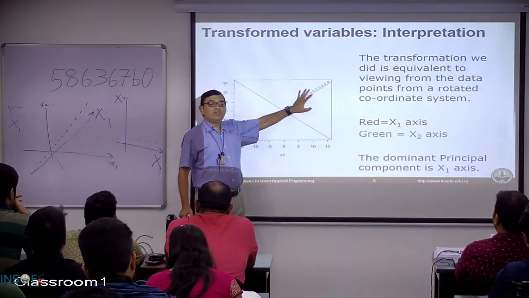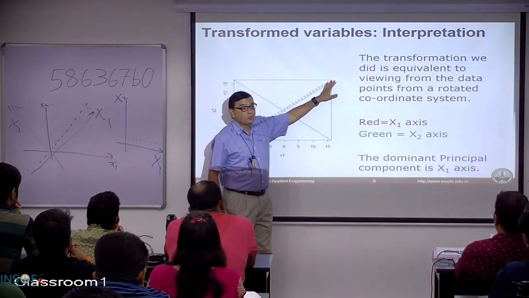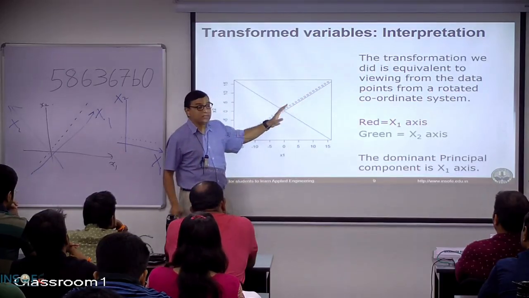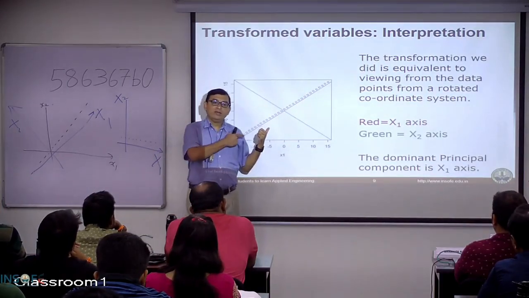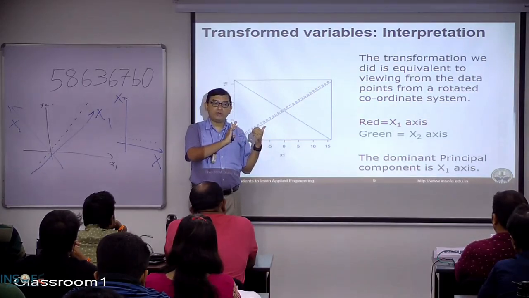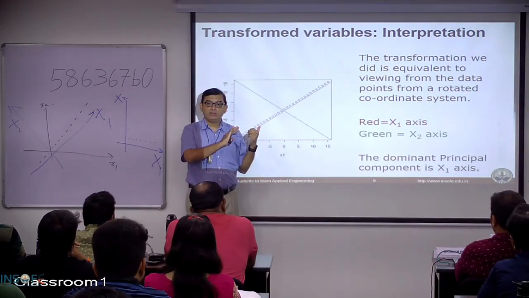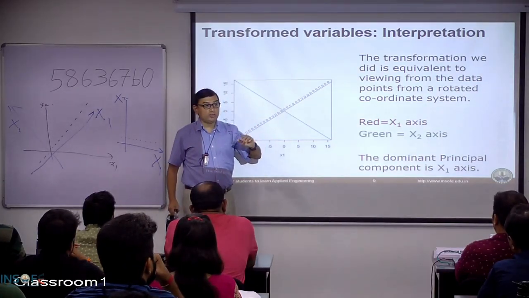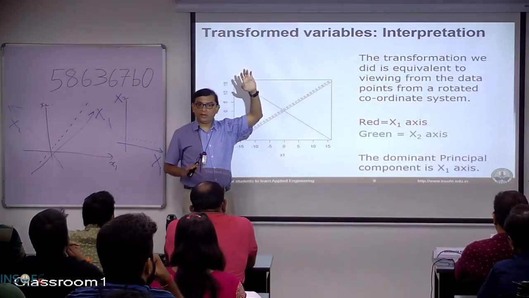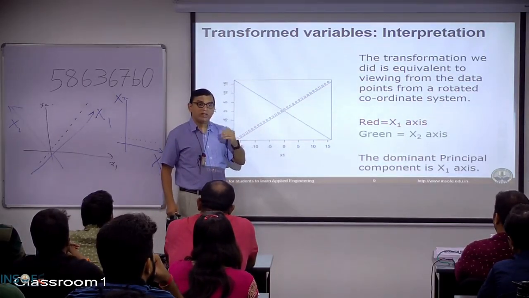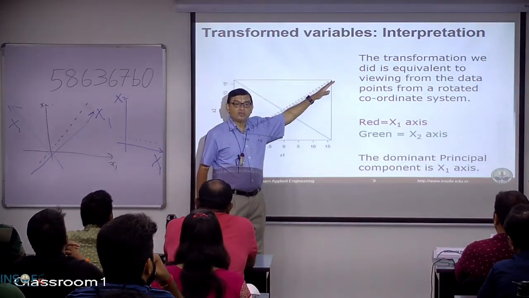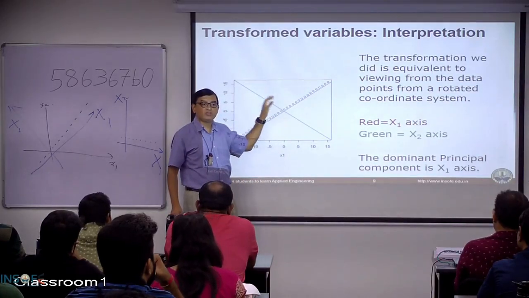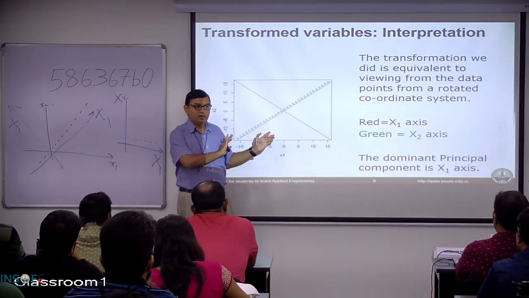So this is the transformed coordinates, X1 axis, X2 axis. Along the X1 axis there is variation, and along the X2 axis there is no variation. Now can you tell me what is the dominant principal component direction? It is the direction along which there is most change. Therefore, it is this capital X1 axis, where there is most change. Along the capital X2 axis, there is no change. Everyone with me so far?